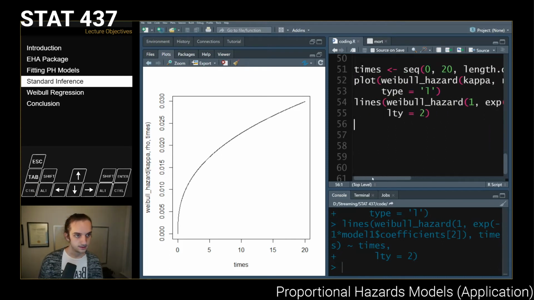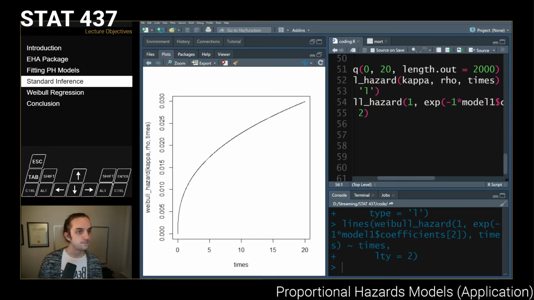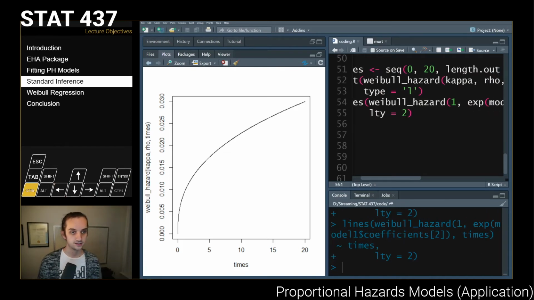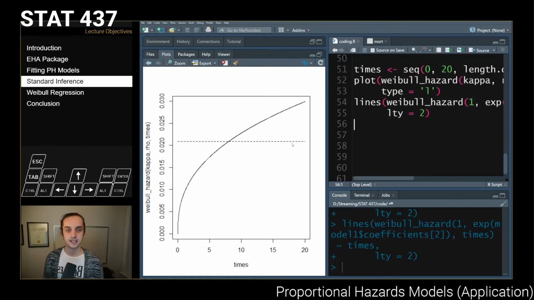Oh, my bad here. This should not be a negative 1. This should be just a positive 1, because this is our rho parameter, not our hazard directly. So if I do that, you can see we get this dotted line added to the plot here. And that's our hazard if we were to assume the exponential model was correct, right?